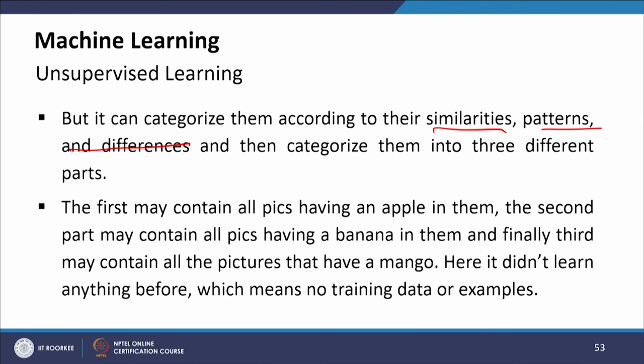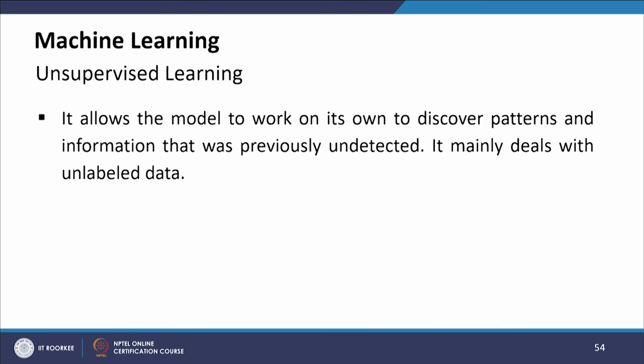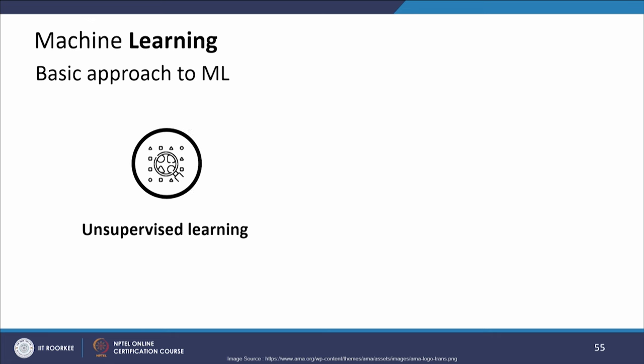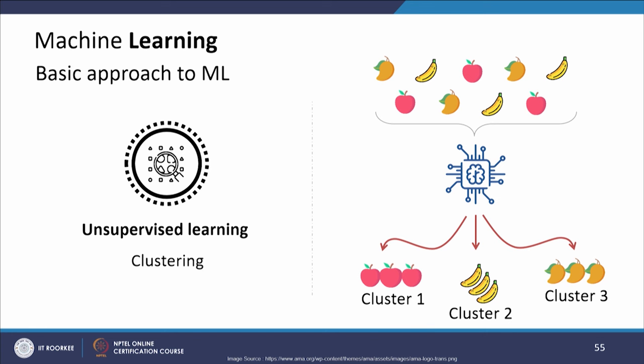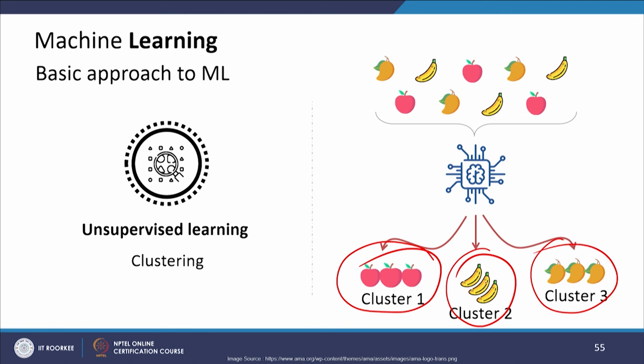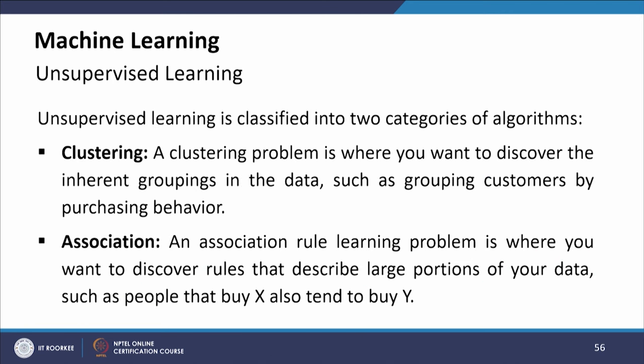But it does not learn anything before, which means no training data or examples. It allows the model to work on its own to discover patterns and information that was previously undetected. It mainly deals with unlabeled data. So, the basic approach to machine learning is unsupervised learning, and then all these pictures are sent to it, and then it makes the clusters, cluster 1, cluster 2, cluster 3. So, it is not identifying what is what, but it has clustered on the basis of how similar they look. So, that happened in clustering.